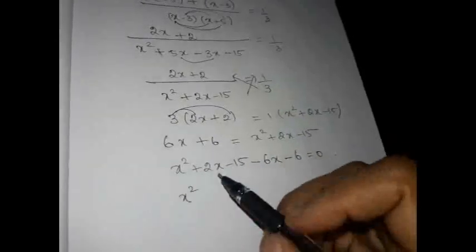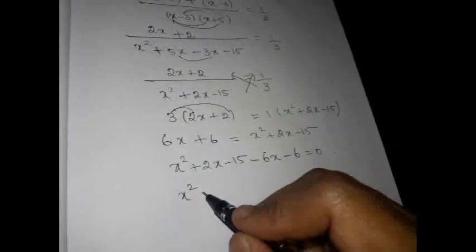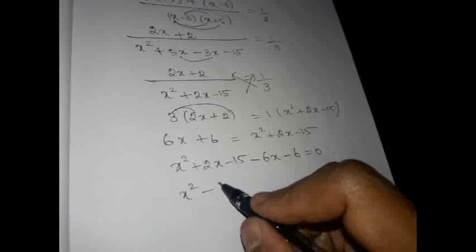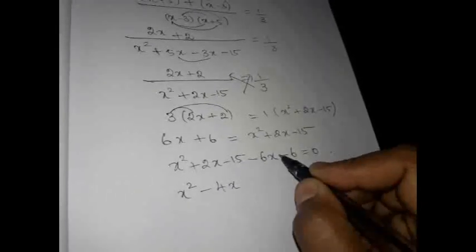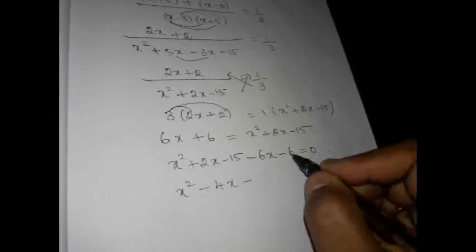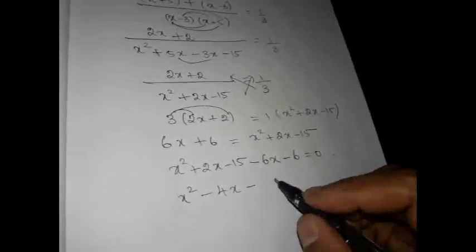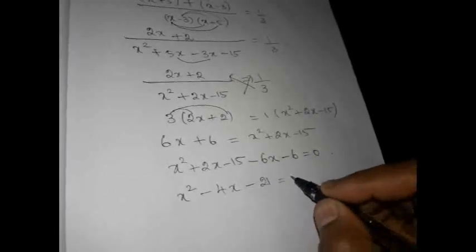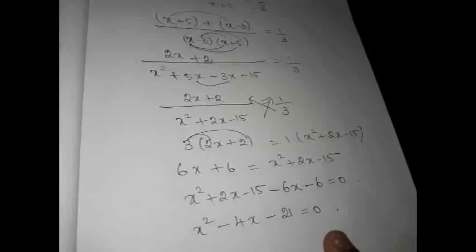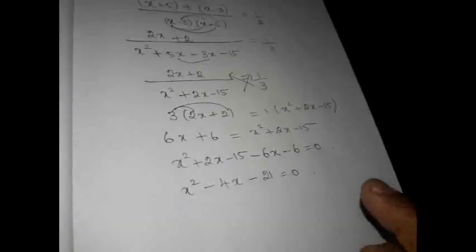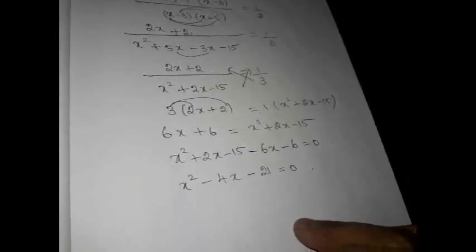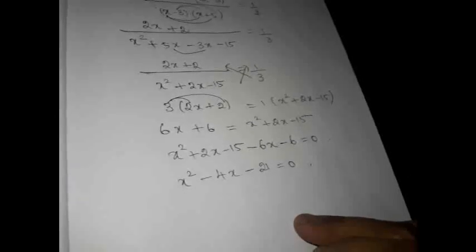So x square, add the like terms, plus and minus, so it will become minus 6 minus 2 is minus 4x, then this you have to add, so minus, because both are minus, so 15 plus 6 is 21, equal to 0. This is the required quadratic equation. Now what should you do? You have to solve this. How will you solve this?